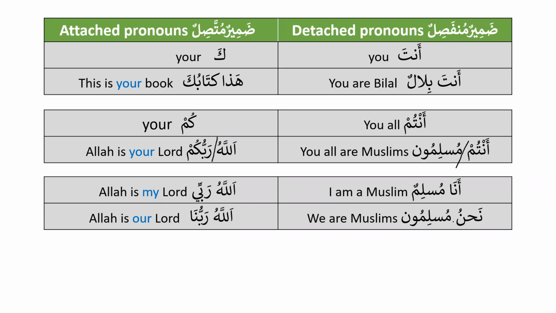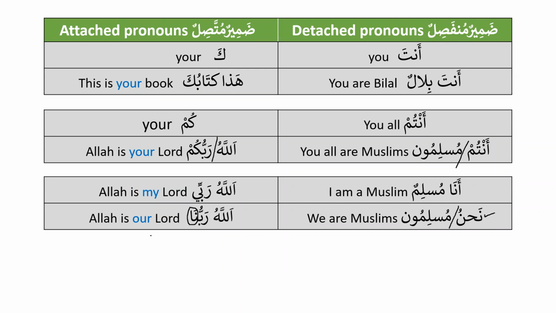And for the plural, we use nahnu. So today we learn about nahnu. So we say nahnu muslimuna, we are Muslims. And the attached pronoun will be na. Allahu Rabbuna, Allah is our Lord. So the detached pronoun is nahnu, and the attached pronoun is na.